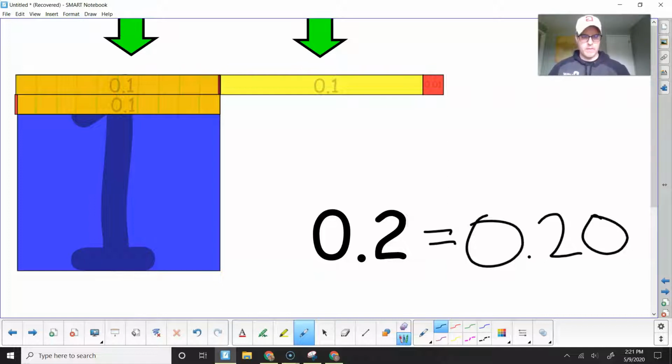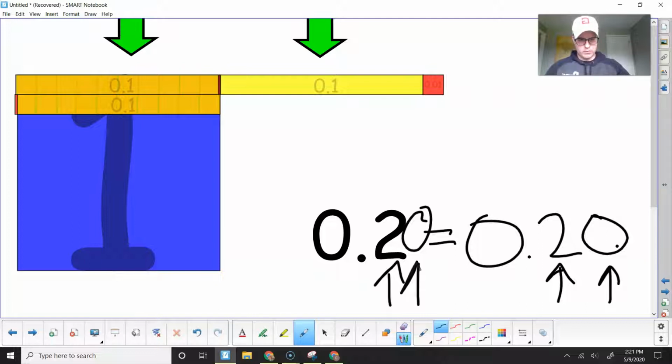They're the same thing. Why are they the same? Well, because the 2 is in the tenths, 0 in the hundredths. Whenever there's not a number, you can assume it's a 0, right? All right, great job.